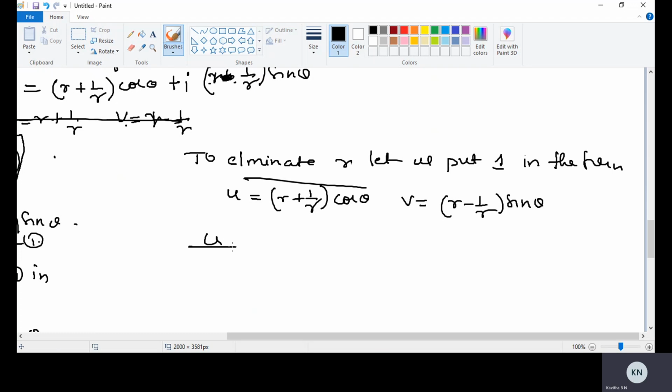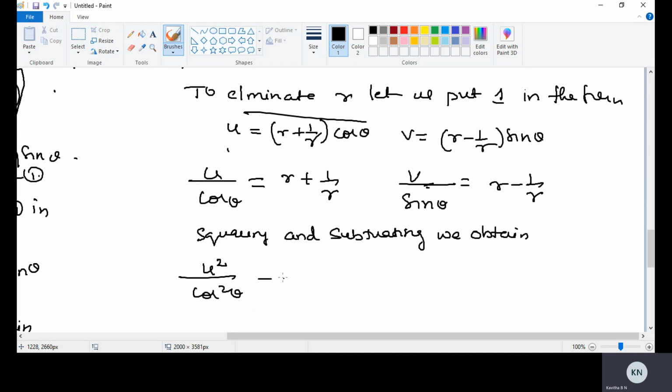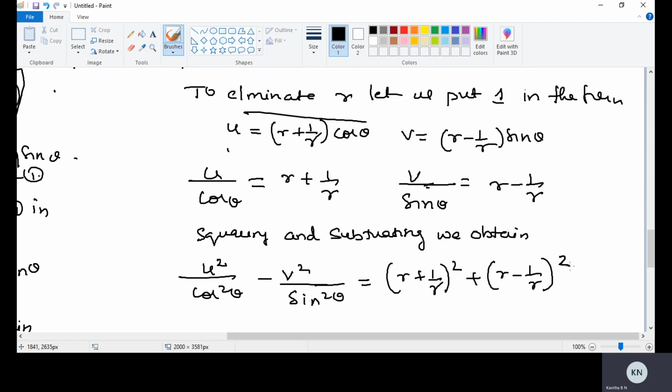What we have to do here: U by cos theta is equal to R plus 1 by R and V by sin theta is equal to R minus 1 by R. Okay, then squaring and subtracting, we obtain U square by cos square theta minus V square by sin square theta is equal to R plus 1 by R whole square minus R minus 1 by R whole square.